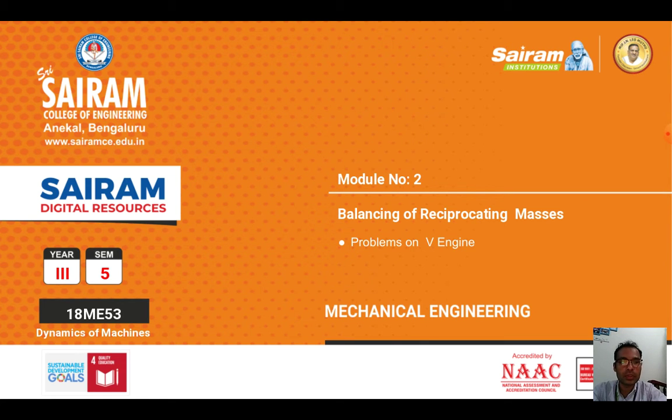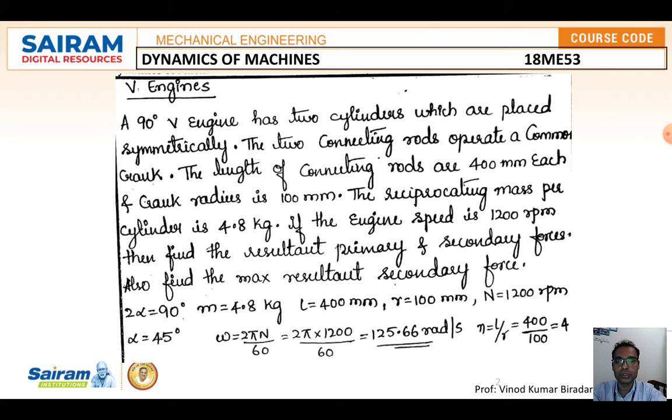A V engine is a common configuration of an IC engine, that is, an internal combustion engine. It consists of two cylinder banks, usually with the same number of cylinders in each bank, connected to a common crankshaft. This is called a V engine. Now we are going to solve this type of V engine problem.